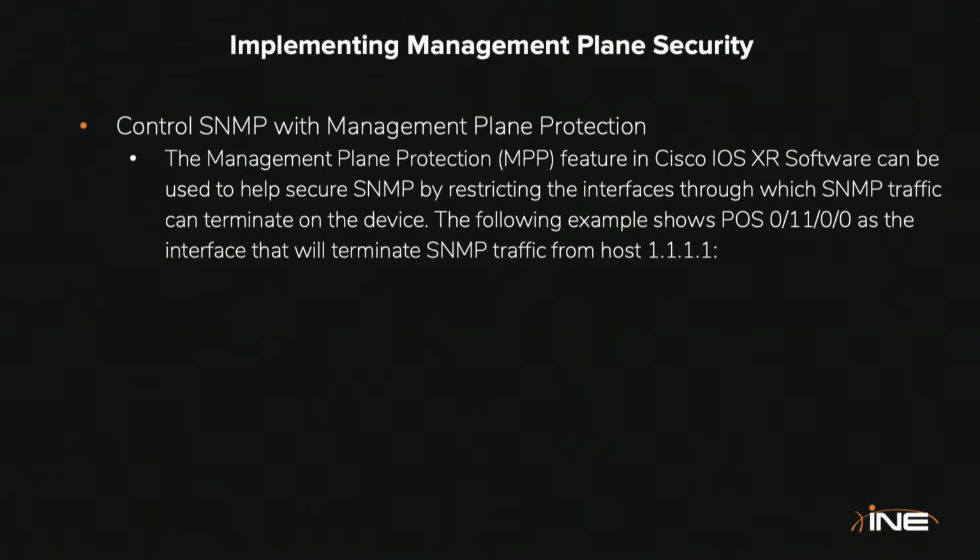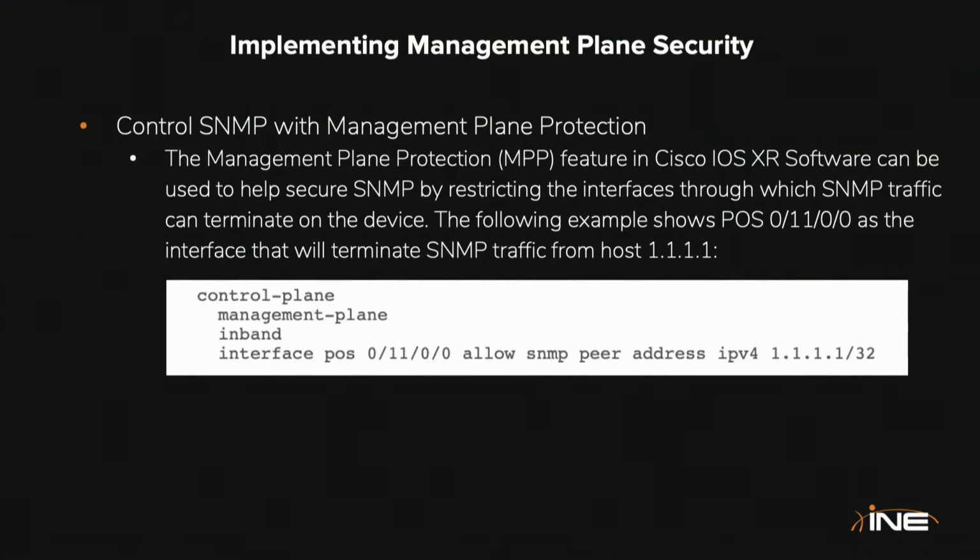Then also we want to protect our SNMP. So XR routers can be used to secure your SNMP by restricting the interfaces that are going to connect to your management plane. Interfaces which are terminating SNMP messages can be restricted by configuring the control plane, going back inside the management plane, defining it in-band, and then finally defining the interface which will allow processing of SNMP packets from a specific IP or a specific subnet.